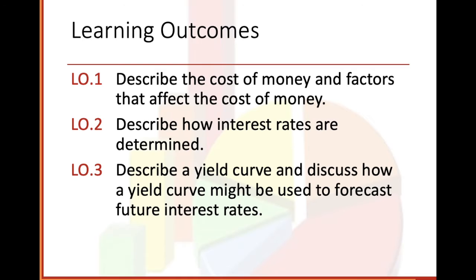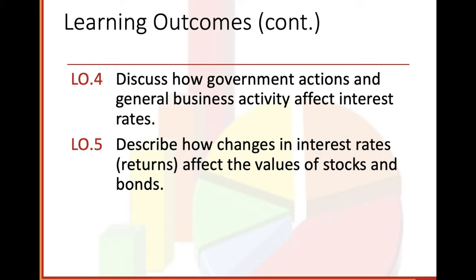Learning outcomes: describe the cost of money and factors that affect the cost of money. Describe how interest rates are determined. Describe a yield curve and discuss how a yield curve might be used to forecast future interest rates. Learning objective 4, discuss how government actions and general business activity affect interest rates. And 5, describe how changes in interest rates returns affect the values of stocks and bonds.